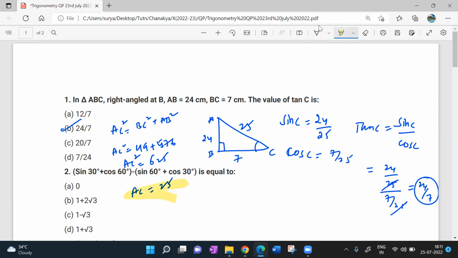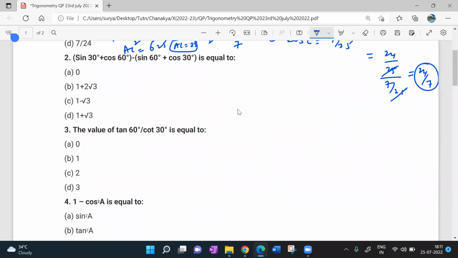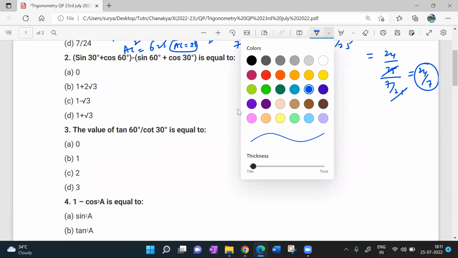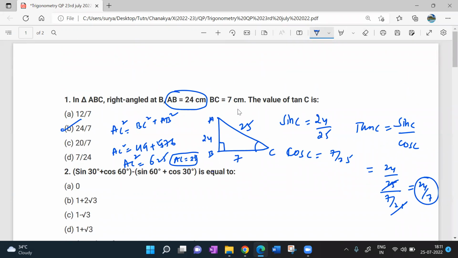Sir, why did you take 24 as the perpendicular? Why can't you take it as the base? He has given AB is equal to 24. That is the reason. Can we take the base as AB and the perpendicular as BC? You're saying like this. This is A, this is B, this is C. AC is given, BC given 7, AB given 24. Same thing you would be getting. This is 25 only. But opposite by hypotenuse, it might be different.